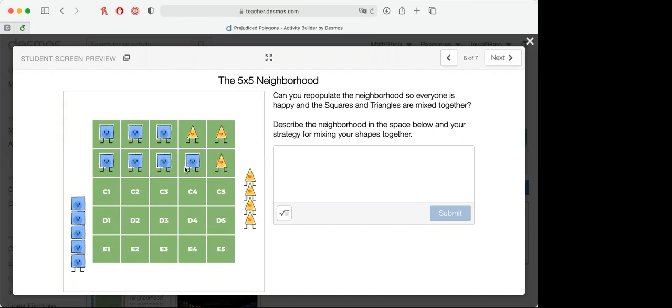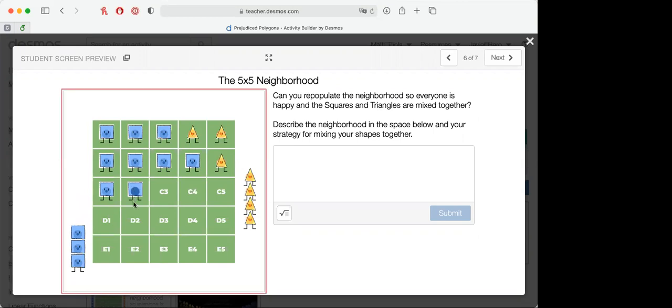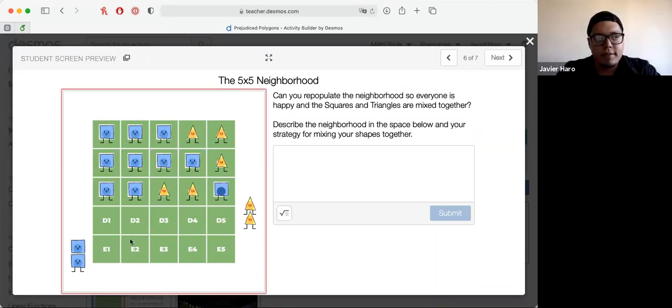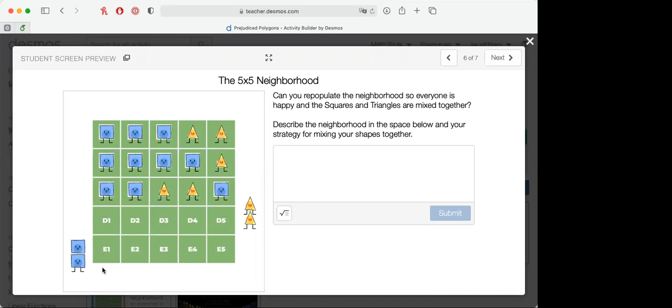And then the blue boxes for C1 and C2. C1 and C2. And then triangles for C3 and C4. C3 and C4. And then a blue box for C5. The blue box for C5. D2, and D5.